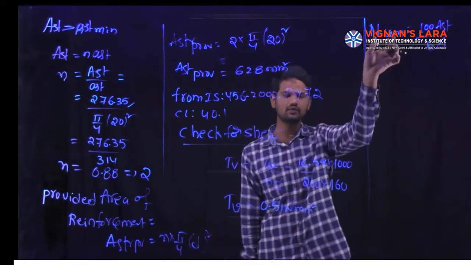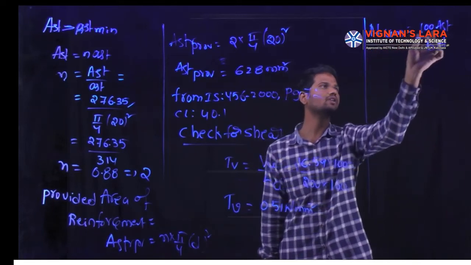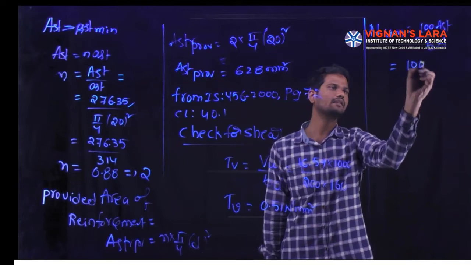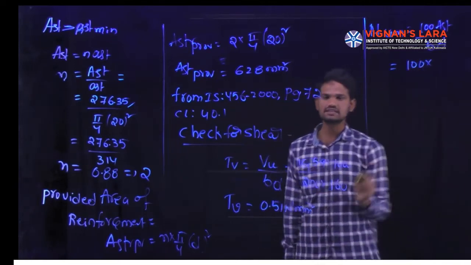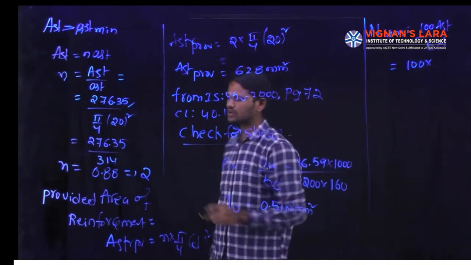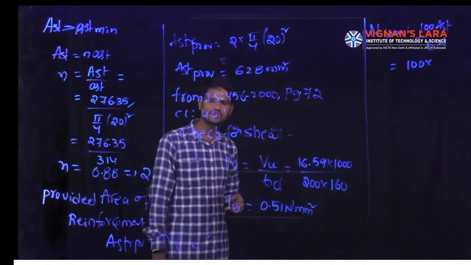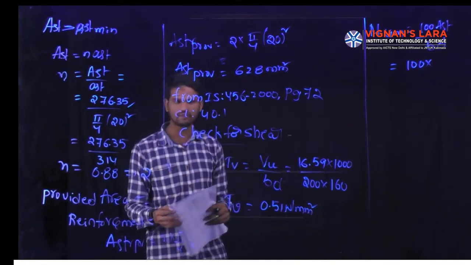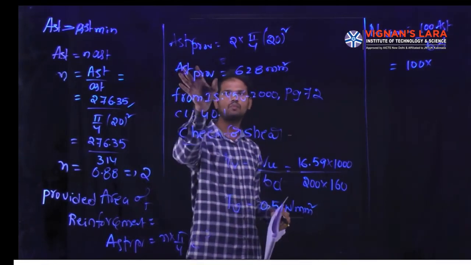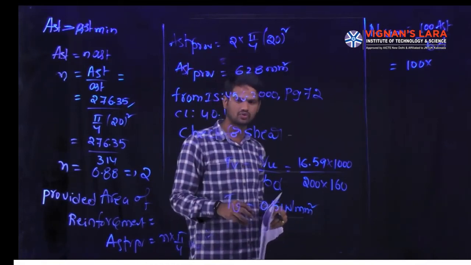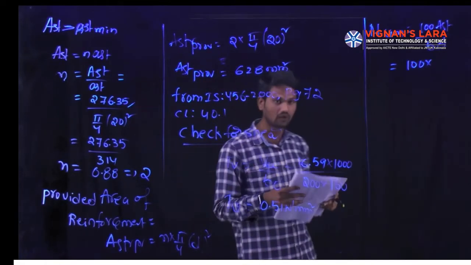Percentage of steel reinforcement equal to 100 Ast divided by bd, where Ast is the area of the steel reinforcement that we have to provide. We have to consider from this diagram, from these values, how much area of steel we have provided. We have provided this area of the steel as 628 mm square. That area of the steel we have to consider.